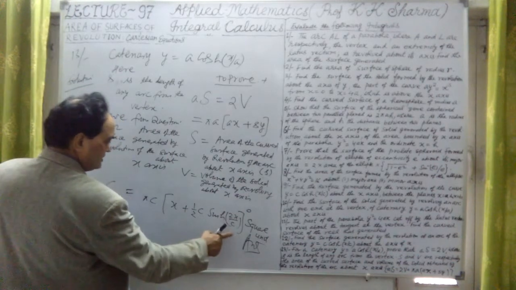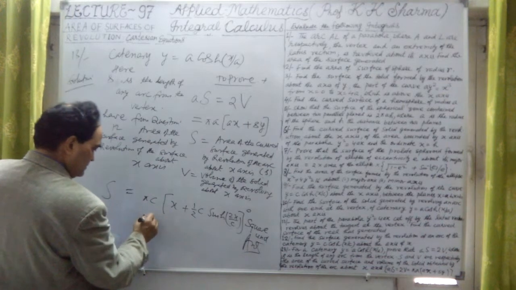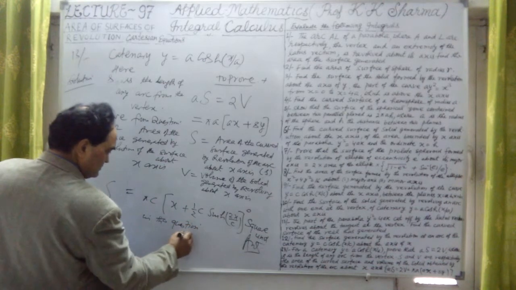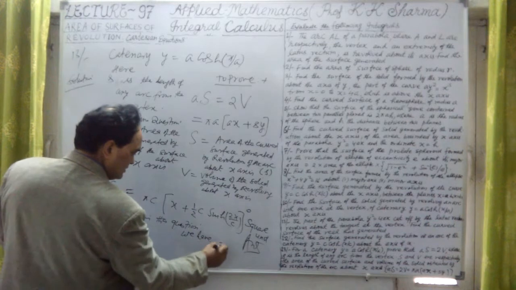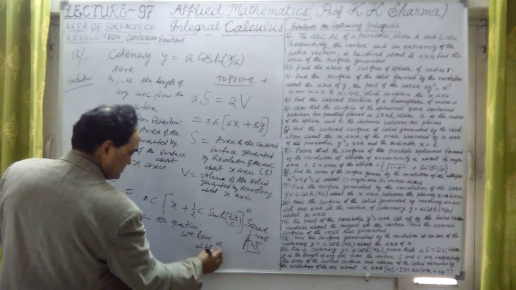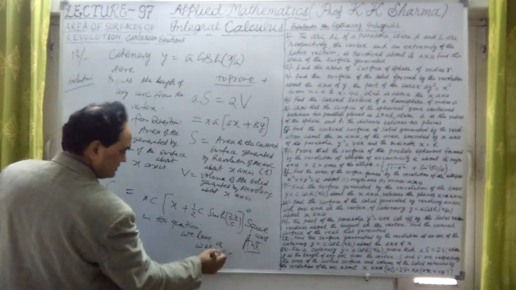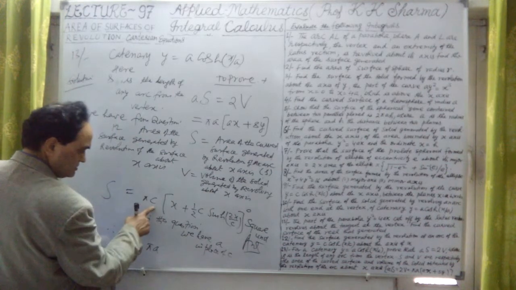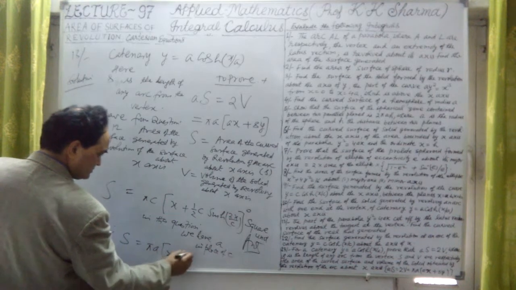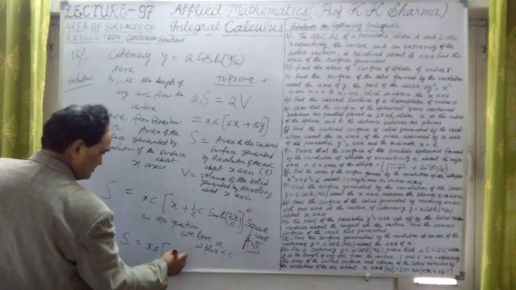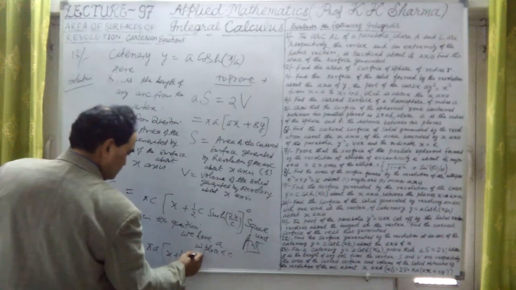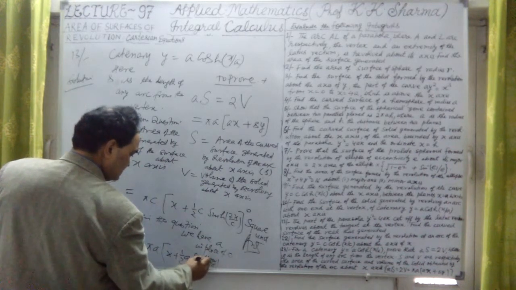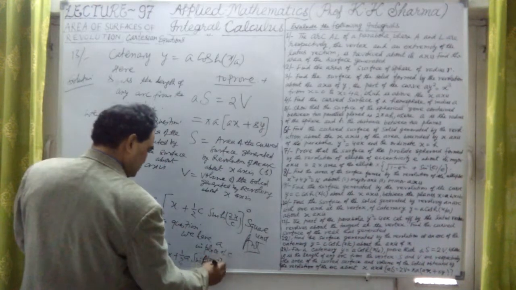But here we have to replace by S. In this question we have A in place of C. Only this is the difference. C we have to replace by A. Therefore, capital S in this case is pi into A, in brackets x plus A upon 2 into sine hyperbolic twice x upon A. This is the value of S here.